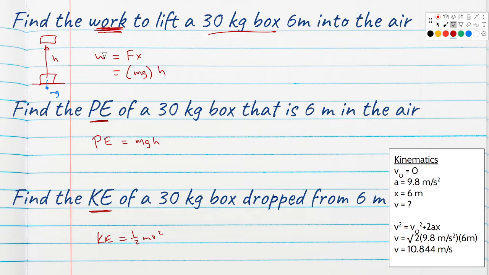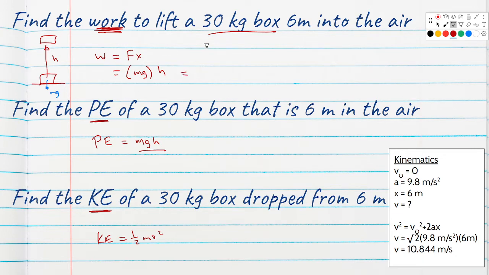The work that I do to raise it up in the air is the same as the potential energy once I get it up there. It has to be. It's not like I'm going to make extra energy out of nothing, right? I raise a box of books in the air and all of a sudden there's more energy than I started with. That doesn't make any sense. It has to be the same number.